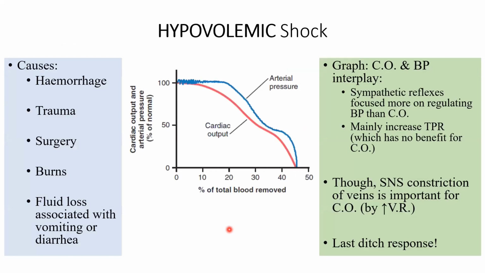Okay, now a description of various types of shock. We discussed hypovolemic shock in detail, and you will find this in Guyton as well. This is basically the mainstay of the entire chapter of circulatory shock. He discusses hypovolemic shock for the simple reason that this type of shock has been most studied. That's one point.